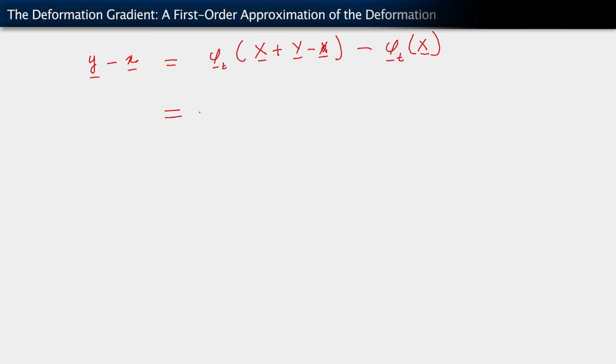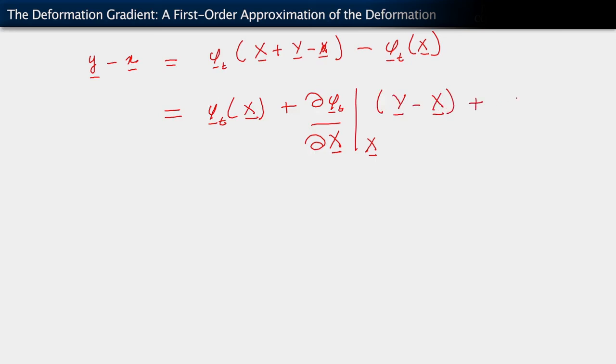The way this is done is to write it as phi t at x plus the partial of phi t with respect to x, evaluated at the point x, acting on y minus x, plus we get other terms which are of order y minus x square, higher order terms. All of this minus phi t of x. Now, those terms cancel out.